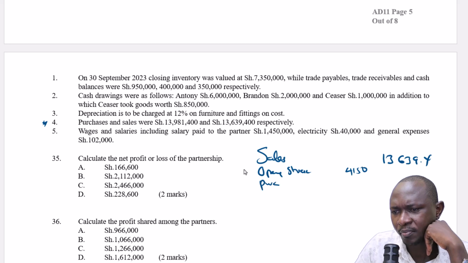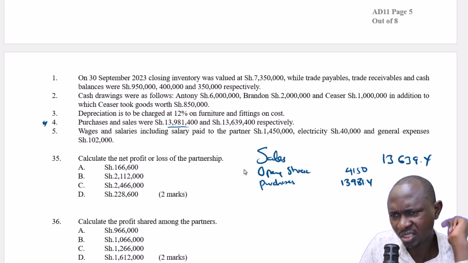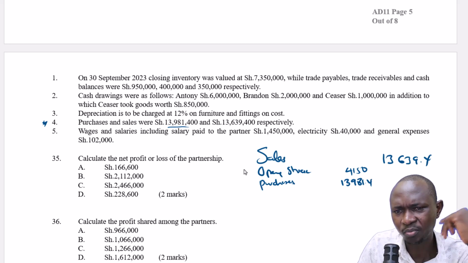Then we add purchases. Do we have purchases? Of course, yes. Purchases are here, 13,981. That is our purchases. And before we go to closing stock, there's something about these purchases that is very important.